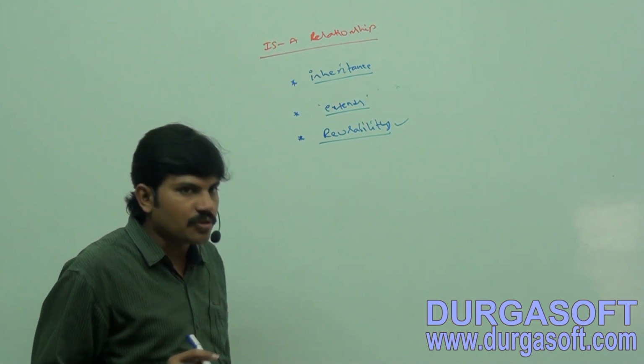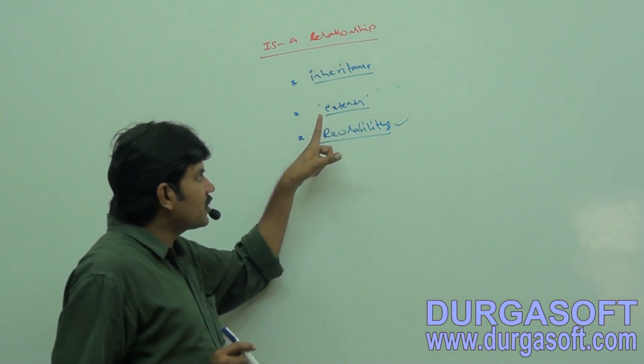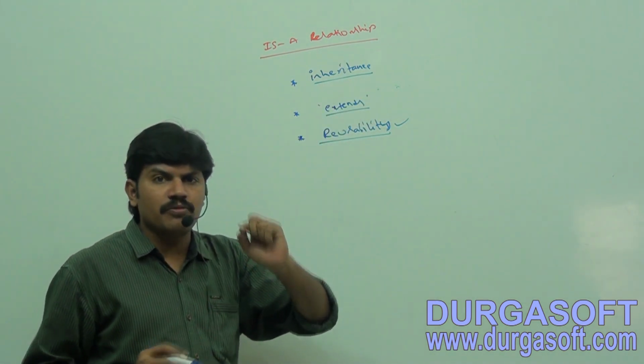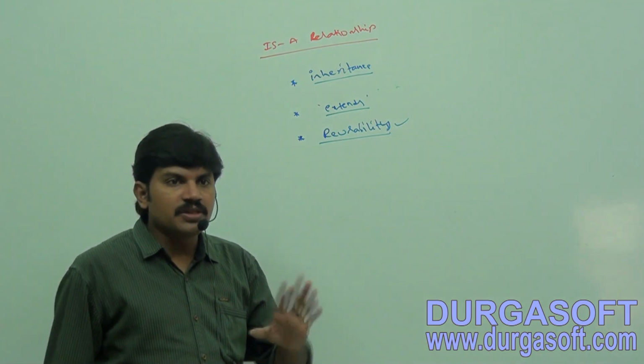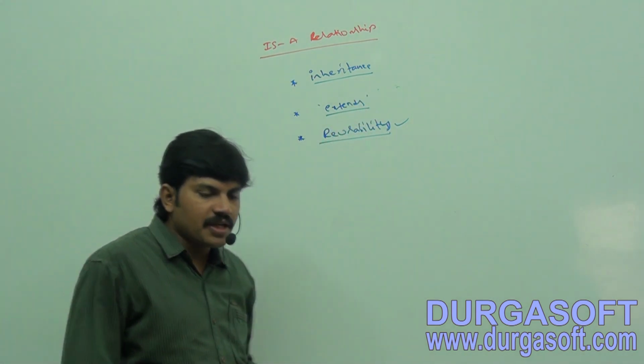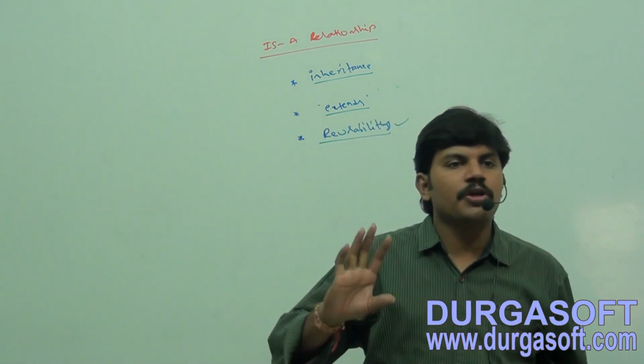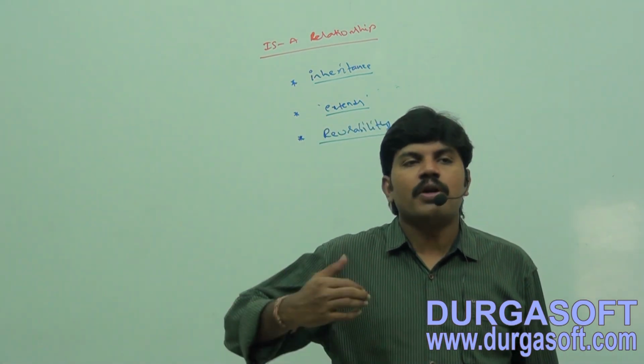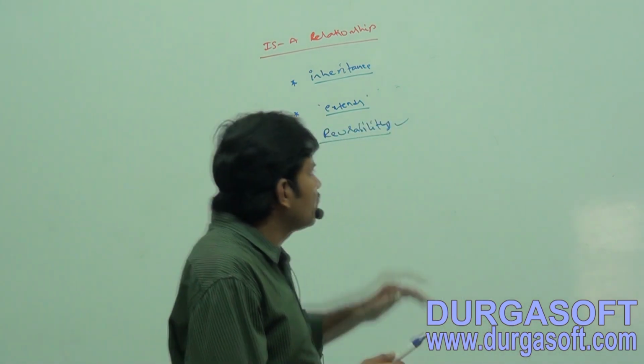The is-a relationship is also known as inheritance. Next term: by using which keyword can we implement the is-a relationship? By using the extends keyword. Next, what is the biggest advantage of the is-a relationship? Reusability of the code. Are you getting it? What is the meaning of reusability? I will explain with examples.